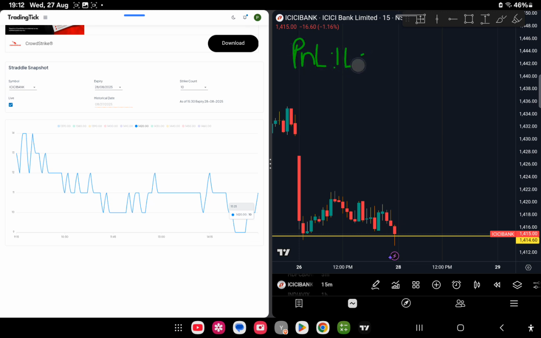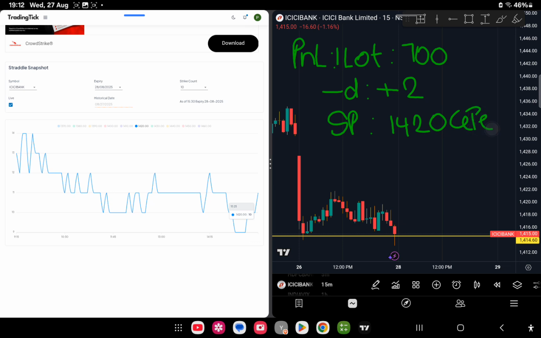So one lot for ICICI is 700, minus decay is positive 2 points. The strike price we are going to take here is 1420 CE, PE, writing. Okay, so 1400 plus tax and brokerage is the profit here.